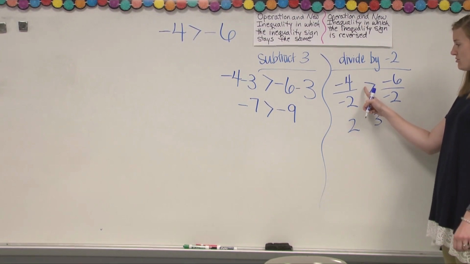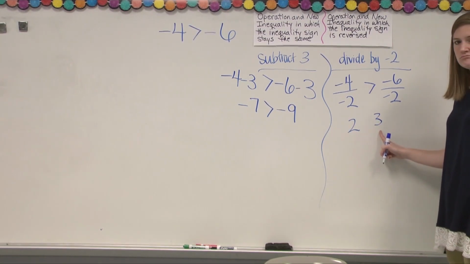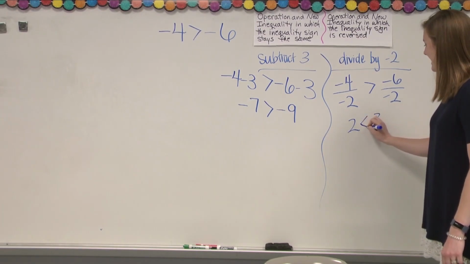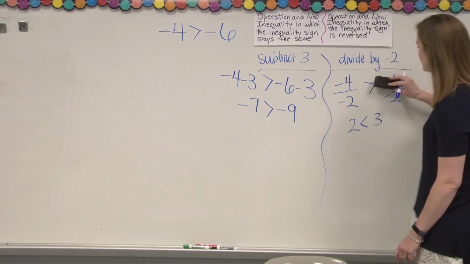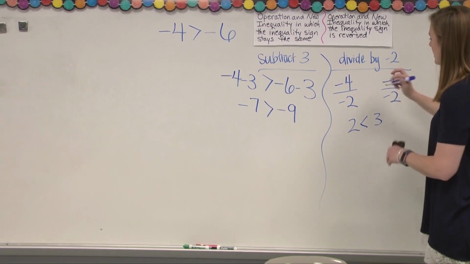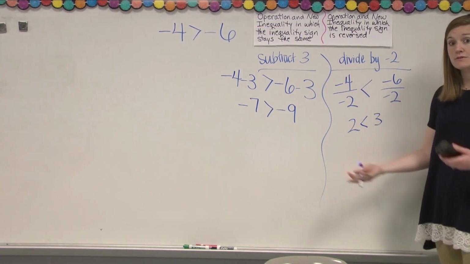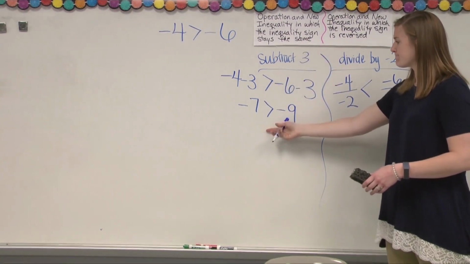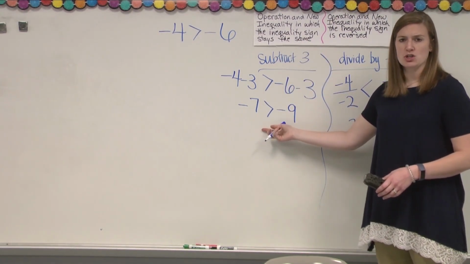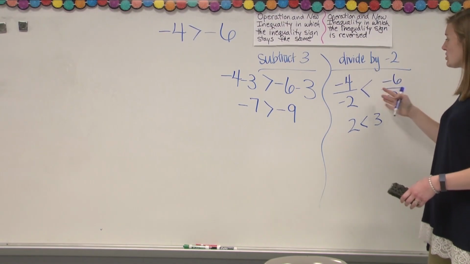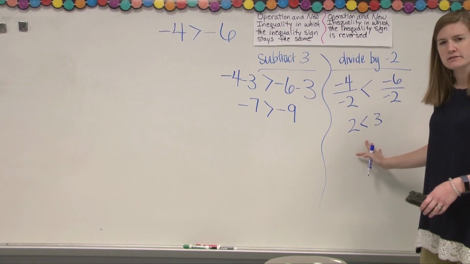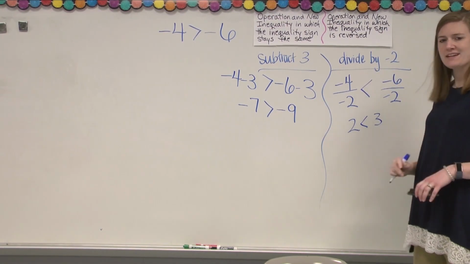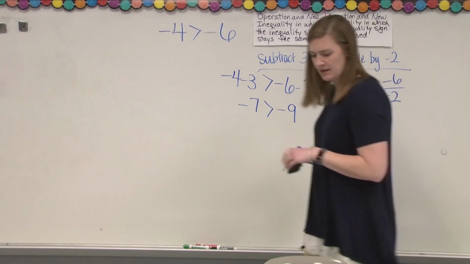Is 2 greater than 3? No, it's not. 2 is less than 3. So we actually need to take that inequality symbol that we started with and we need to flip it around. We need to reverse it. So over here, when we subtracted 3, the inequality symbol didn't change. But when we divided by -2, the inequality symbol got reversed. Take a second and jot that down and think about it while I write down our next example.